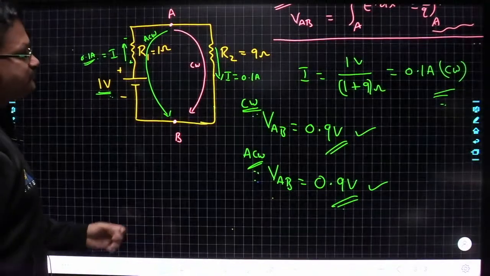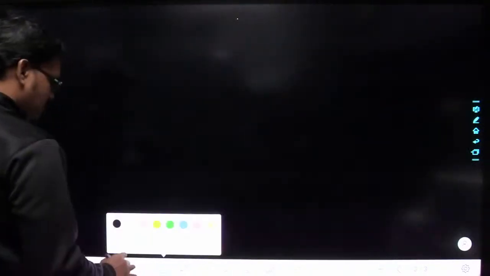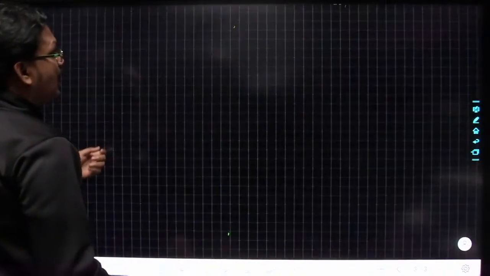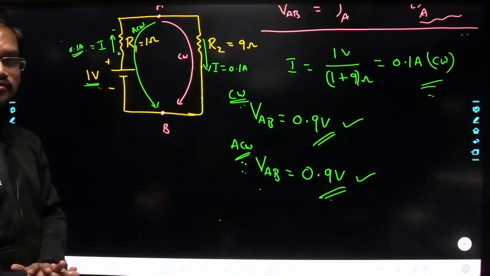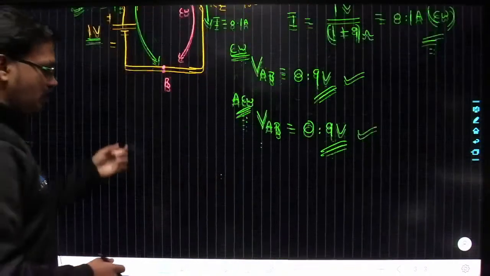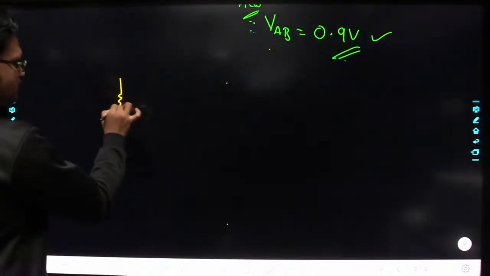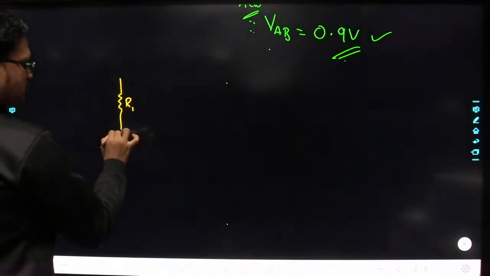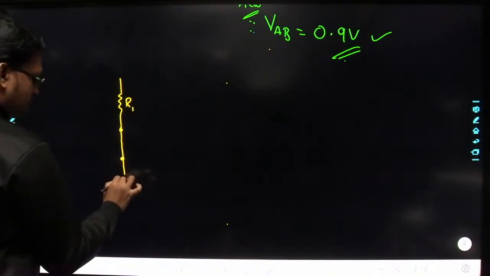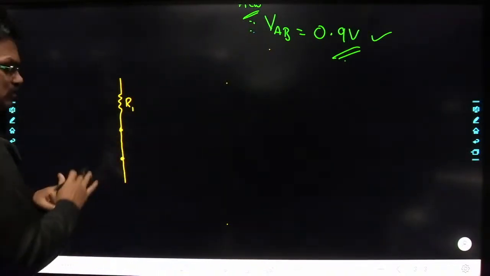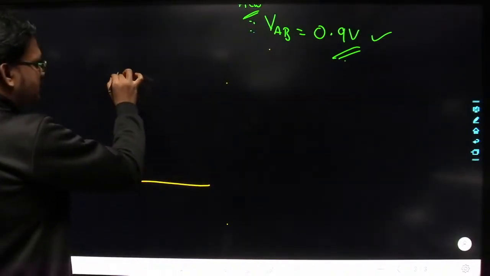Now what I am doing here is I am removing this 1 volt source. So then the circuit will look in this manner. Here let us say this is R1. There is no potential here, right? I have removed the battery. There is no battery. So now I am just simply considering the loop like this.